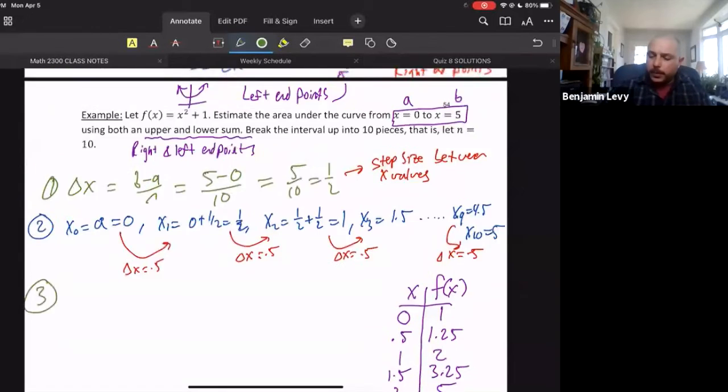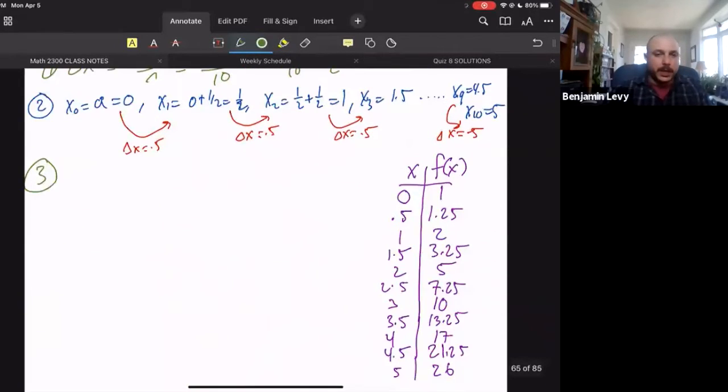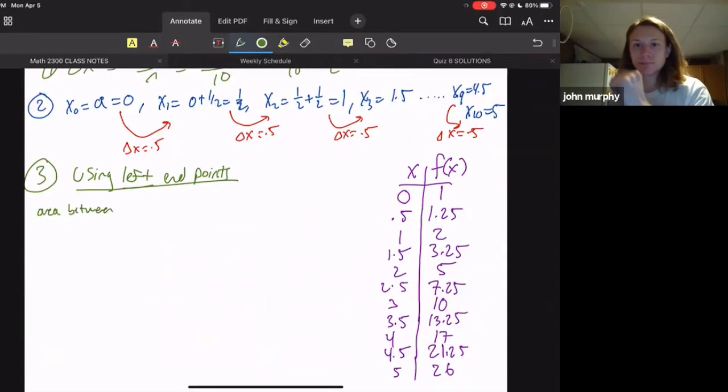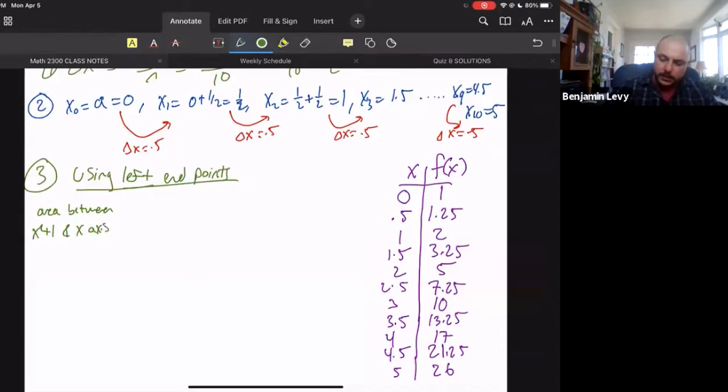All right, so let's do the two formulas, right? There's two formulas at the bottom of this page that we wrote down, and we'll do 1 and 2. It's either left endpoints or right endpoints. So the first one, if we wanted to use left endpoints, which is going to end up being an underestimate in this case, the area between the function and the x-axis is approximately that formula.